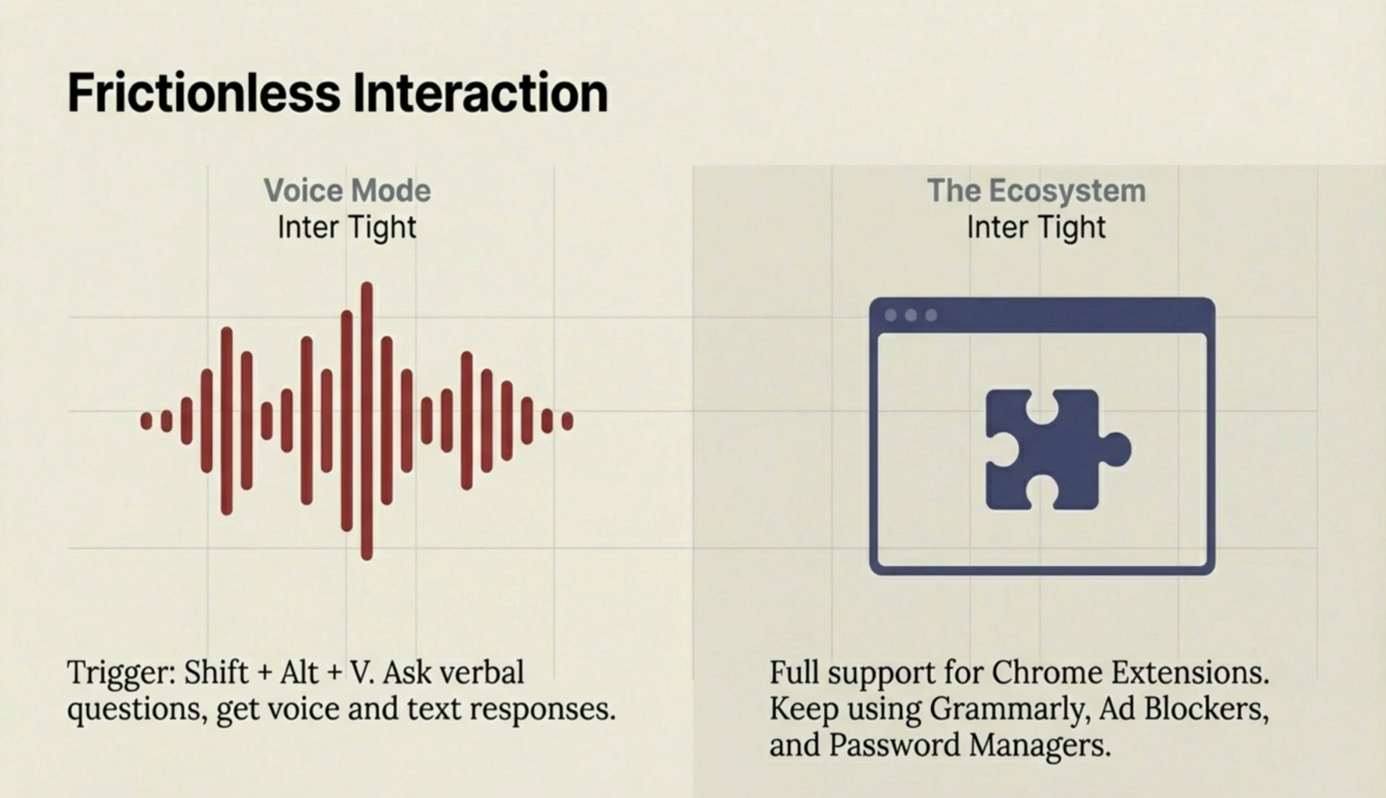Experience frictionless interaction with 2 key features. Voice mode allows you to ask verbal questions using Shift, Alt, and V, and get voice and text responses. The ecosystem fully supports Chrome extensions, so you can keep using tools like Grammarly and ad blockers.